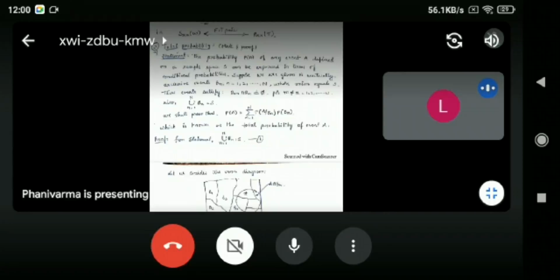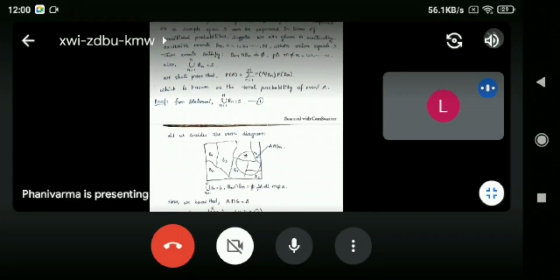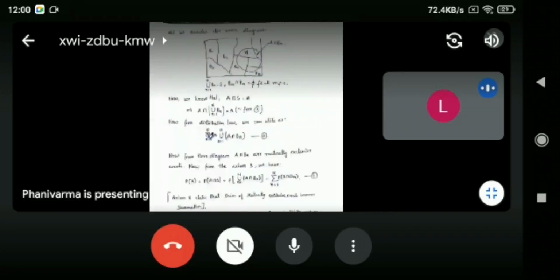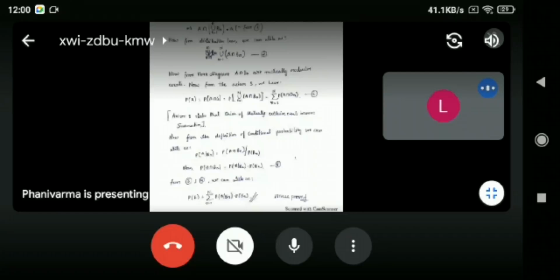So the given is that what we need to prove is that P of A is equal to summation of n is equal to 1 to n P of A given Bn into P of Bn, which is known as the total probability of an event. You'll consider the Venn diagram and write the information below, and solve it in this way. It is from distribution laws, and you'll use mutually exclusive events and axioms, and using those you need to solve this total probability theorem.